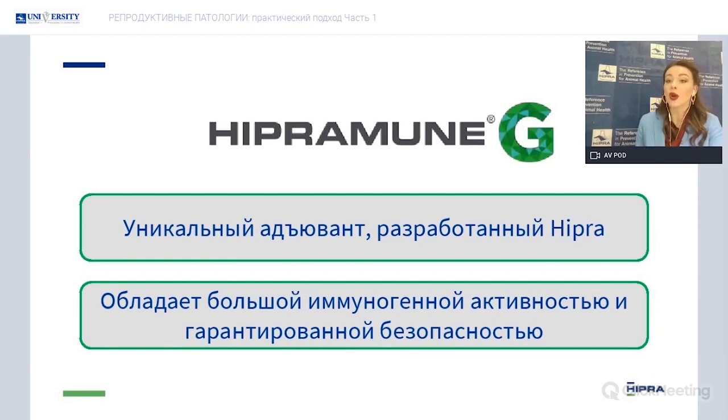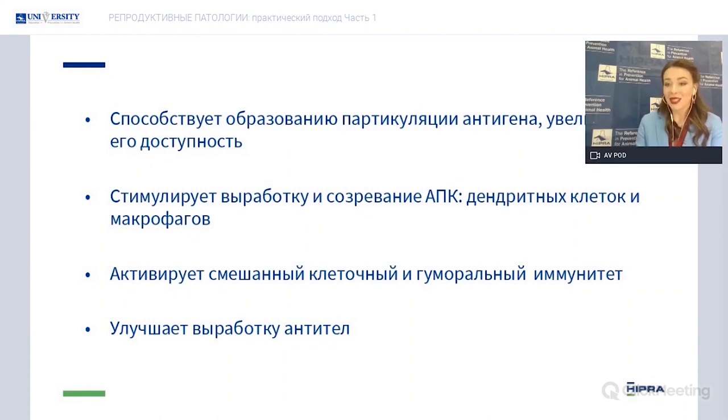В данном случае это очень безопасный адъювант, который имеет известный состав, мы уже не раз об этом говорили: это гинзенозиды корня женьшеня, это декстраны, это другие вещества, которые вводятся с целью стимулировать иммунный ответ такой, как нам нужен. Это должна быть и партикуляция антигена, потому что все не так просто.